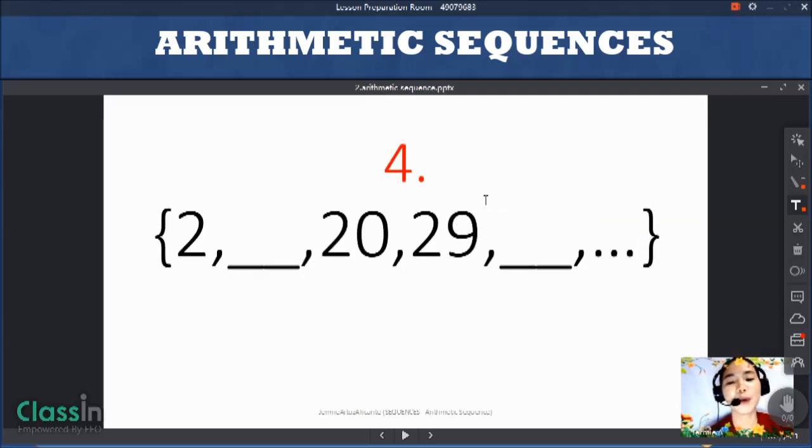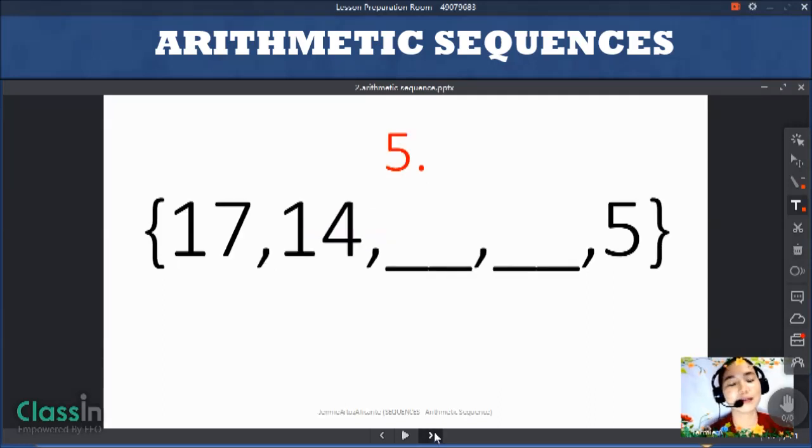For number 4, we have the sequence 2, blank, 20, 29, and so on. What are the missing terms? Write down your answers. The answers are 11 and 38. Now we're down to the last one.